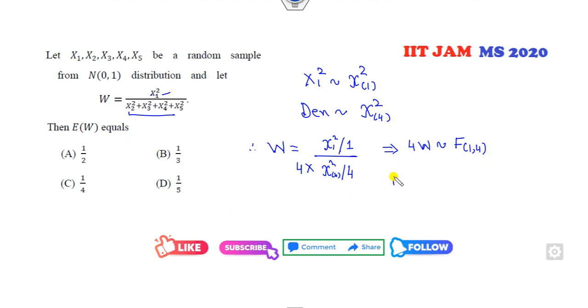Then can you find the expected value? Expected value of W is, what is the expected value of the F distribution? Expected value of the F distribution is M over N minus 2. So that is my 2. So expected value of W will be 2 divided by 4. So 1 over 2 is the right answer of this problem.